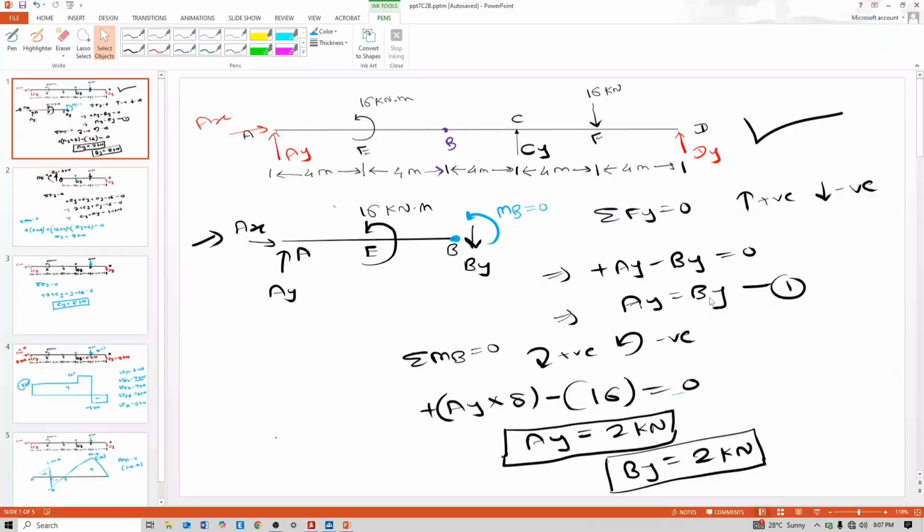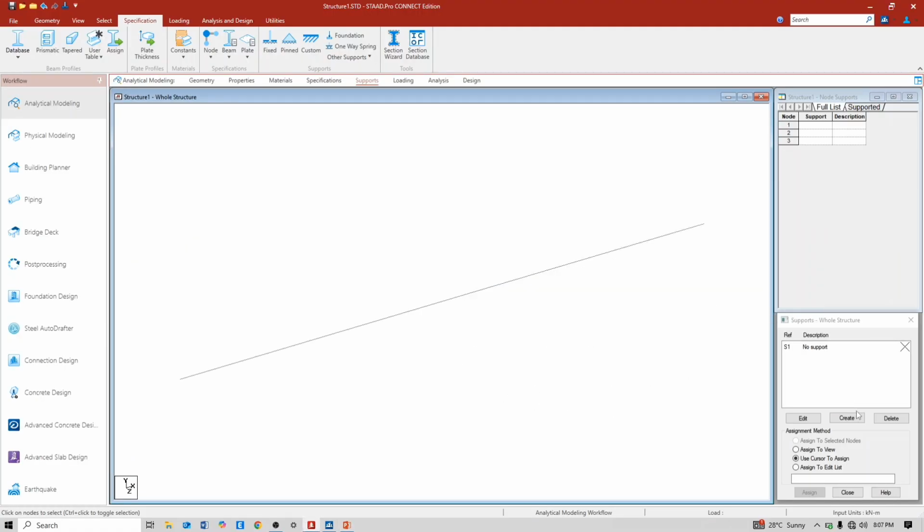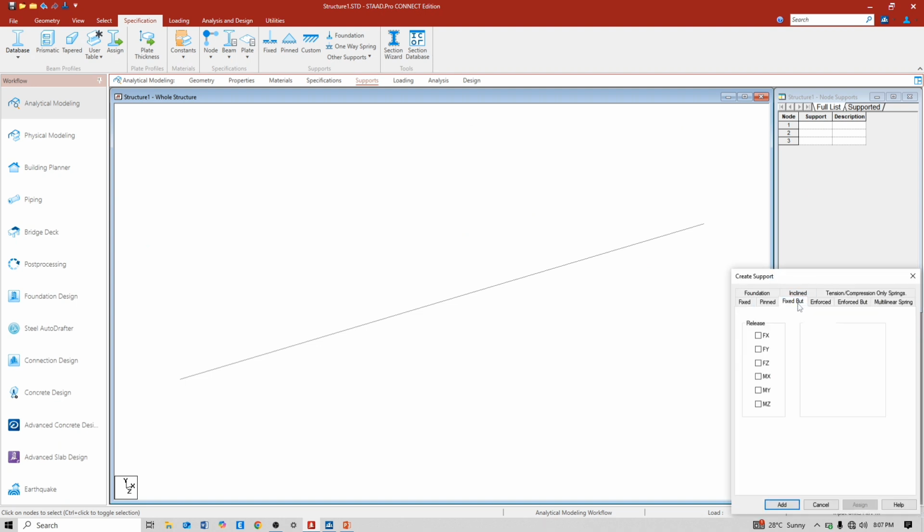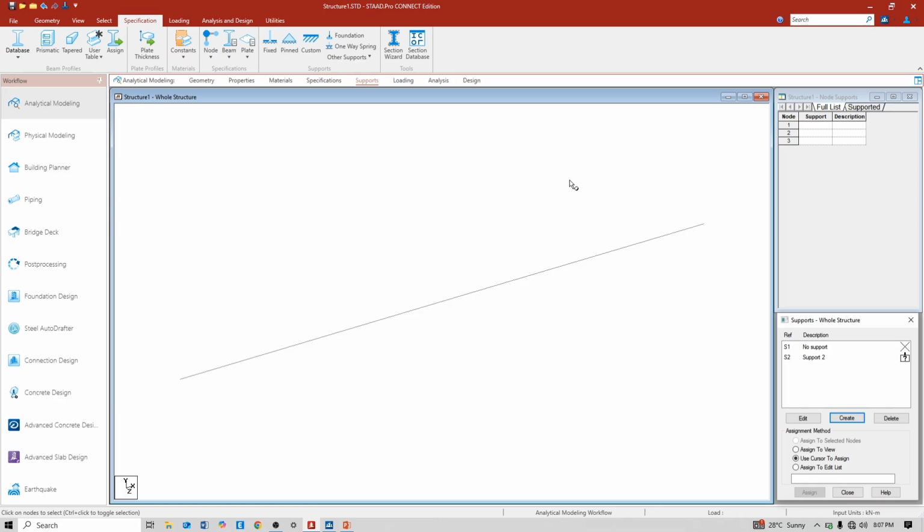Support. The first support is a pin support. So create support, fixed but. In a pin support, only FX and FY reactions are allowed. All others are released: FZ release, MX, MY, MZ release. So click on that support tool, click use cursor to assign, and then assign at point A.